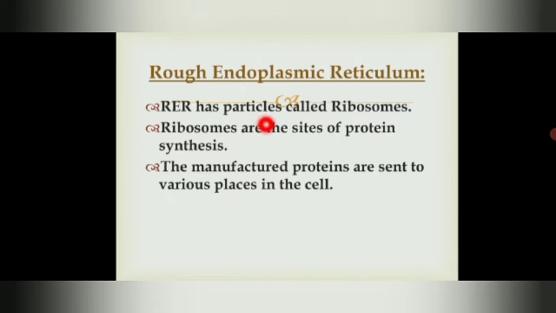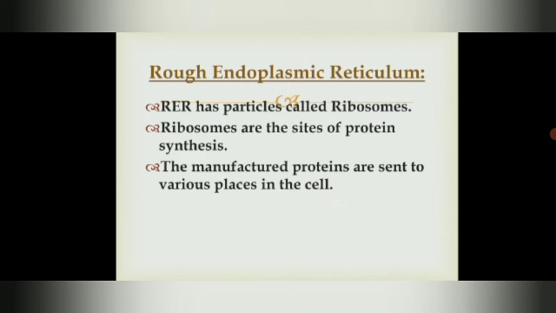It has particles called ribosomes. On the surface of the rough endoplasmic reticulum there are spots. These spots are called ribosomes, and these ribosomes are the sites of protein synthesis. Here protein manufacture will take place. The manufactured proteins are sent to various places in the cell. Whatever proteins are synthesized in the ribosomes will be sent to various parts of the cell depending on their need.